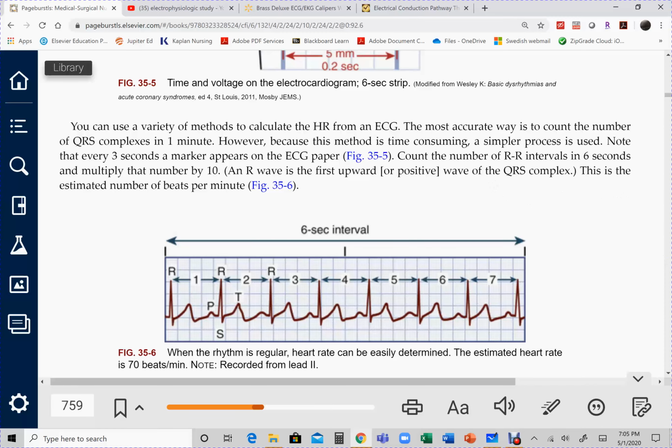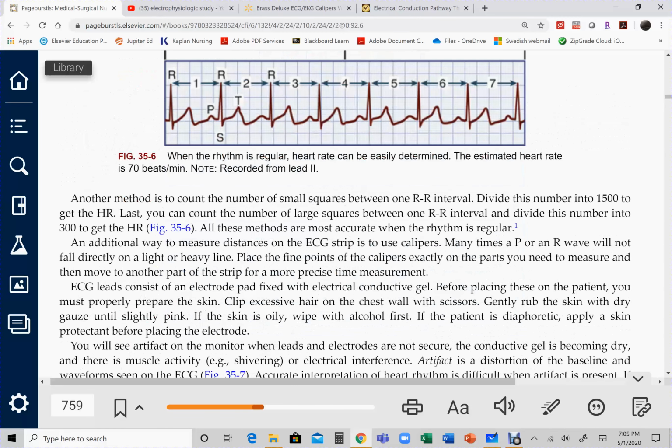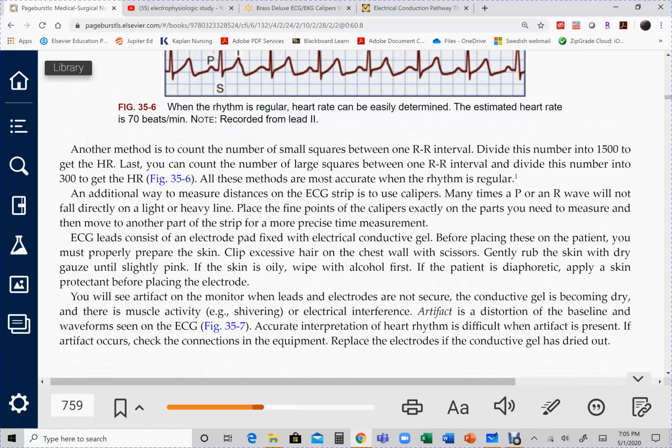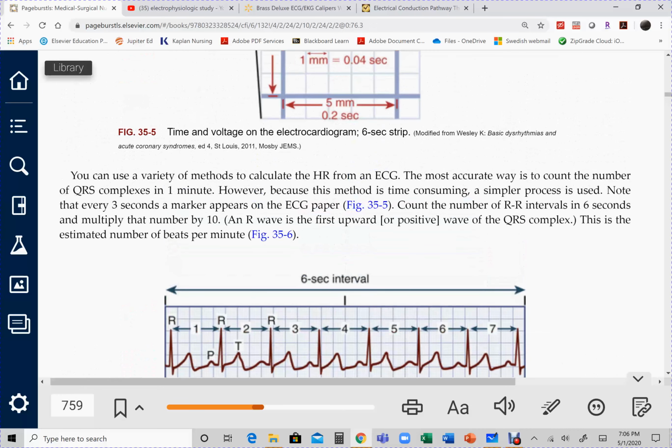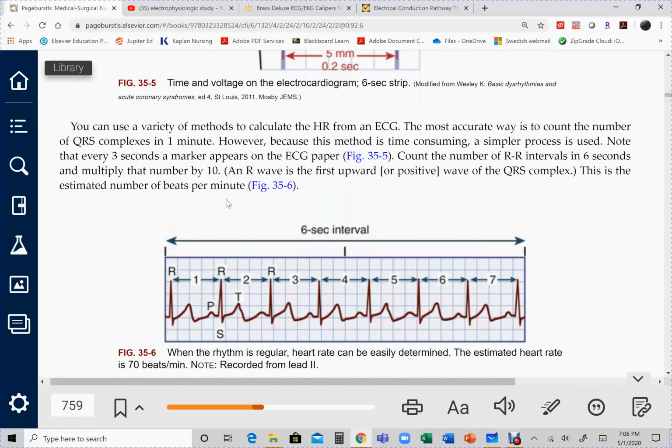Okay, so the first thing to do in interpreting a heart rhythm is to count the heart rate, because that will tell you whether or not this is sinus. Obviously, if the heart rate is either less than 60 or more than 100, then you're dealing with a dysrhythmia. Okay, so this is the first step. I'll show you 3 methods to count the heart rate, and these 3 methods are used if the rhythm is regular.